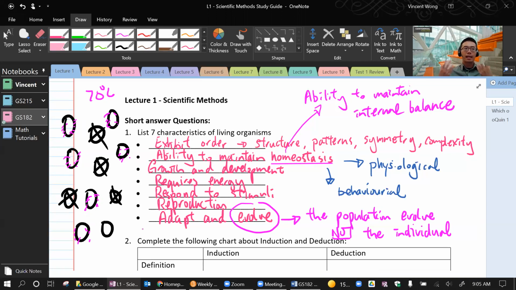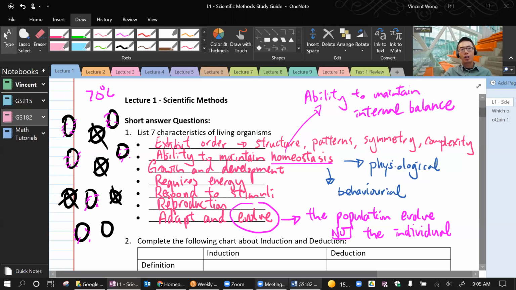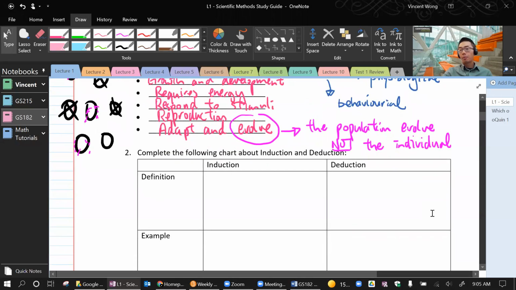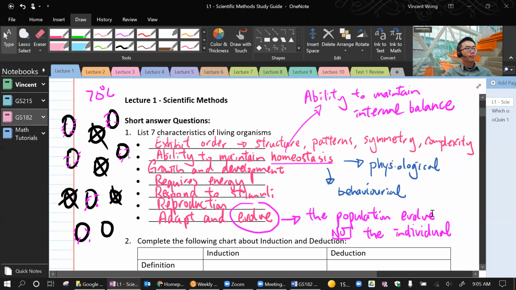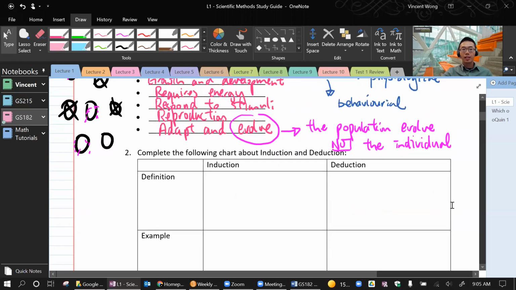So evolution is not a fixed thing. It keeps on changing. The population keeps on changing so that they're better adapted to the environment. The key takeaway is that individuals do not evolve, populations do. Any question before I move on? Feel free to interrupt. Again, don't make this an interactive experience.